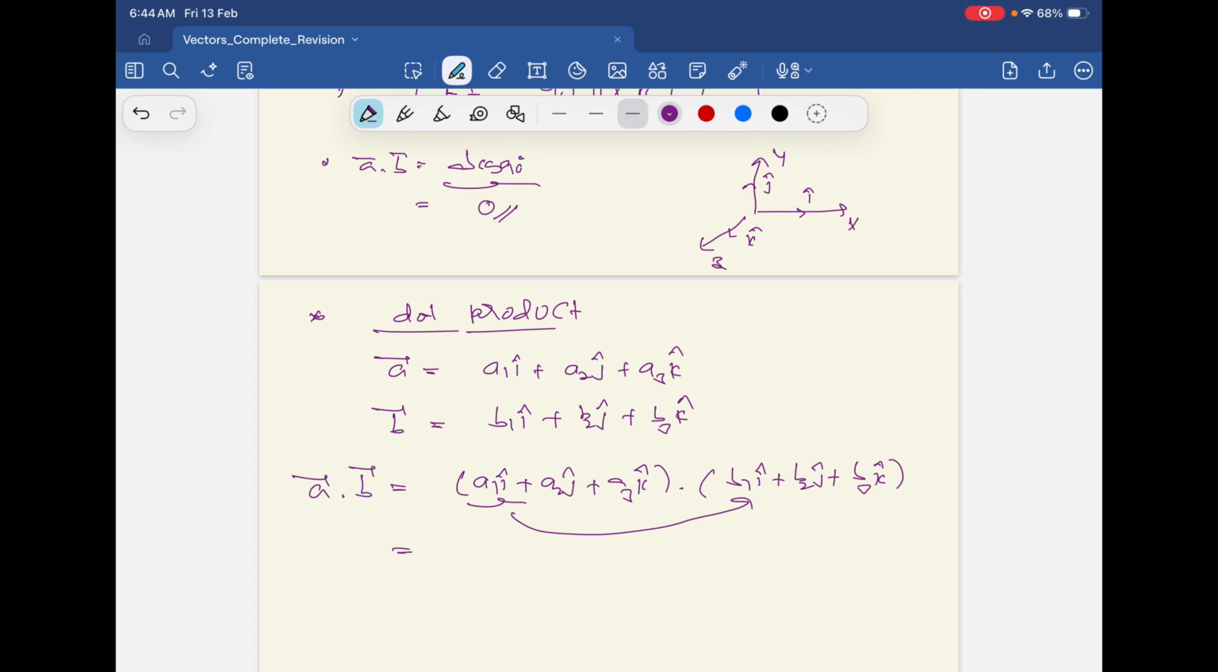So A1 into B1, A1 B1, I dot I: mod I mod I cos theta. Any vector makes how much angle with itself? That is 0 degrees. Cos 0 is 1, so 1 into 1 into 1, that is 1. So I dot I is 1. Similarly you can write J dot J is 1, similarly K dot K also 1. You have to remember these things.